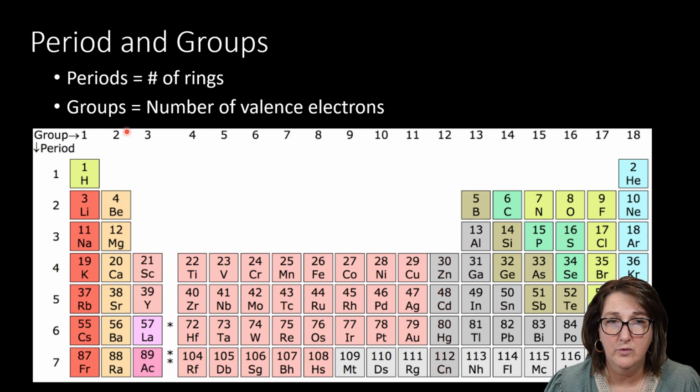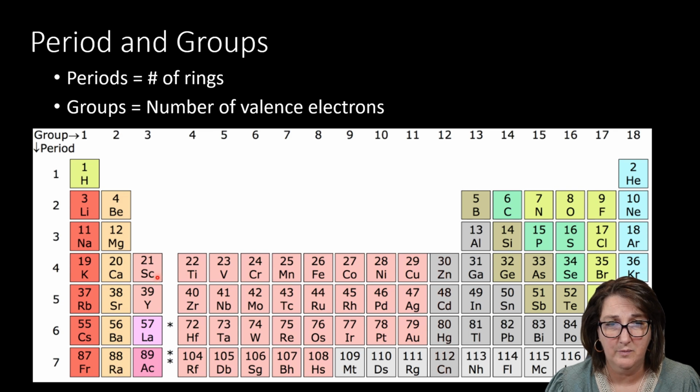When we talk about groups, these are number of valence electrons. Do you remember what we said valence electrons were? These were the electrons in that last shell, that last ring. So the number of those is your valence electrons. A group goes up and down. So these columns tell me my group. This number is telling me how many valence electrons. Group 1 has 1 valence electron. Everybody will have 1 electron in that outermost shell. Group 2, everybody here will have 2 electrons in that outermost shell.